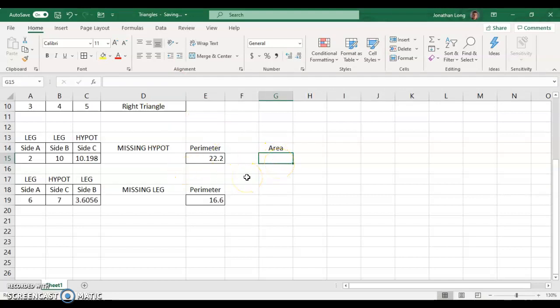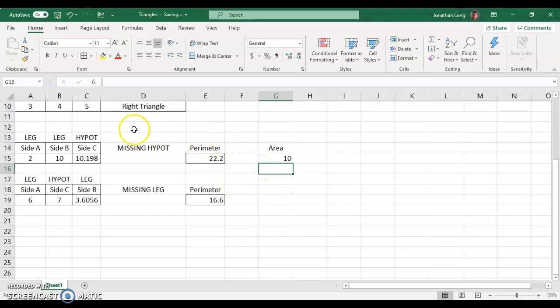Area is base times height times half, or base times height divided by 2 equals. My base and height are always my legs because they're connected by the right angle. So I would do base times height, and then it's divided by 2, or I do times 1/2, 0.5. And automatically there would be your area. So I could actually have area calculate just as easily as I could perimeter.